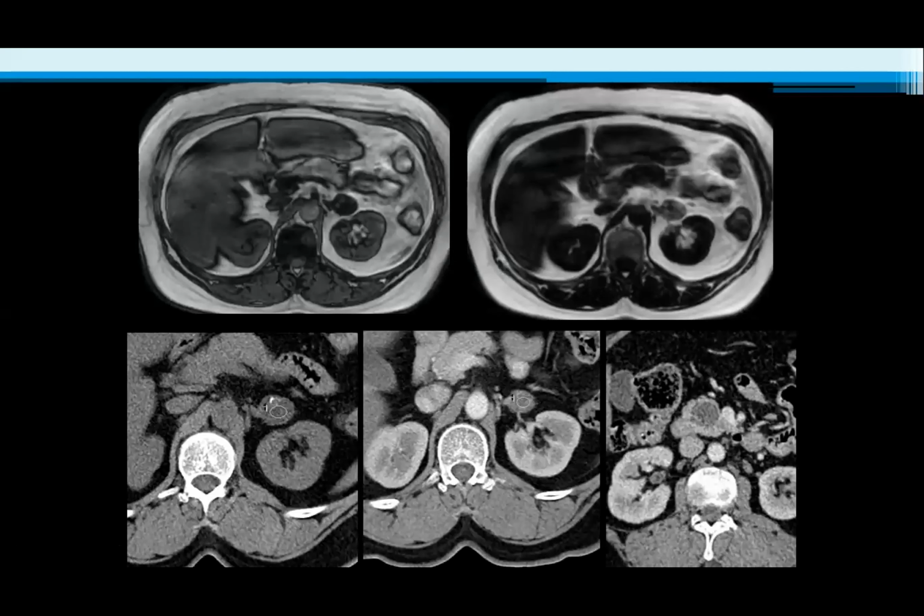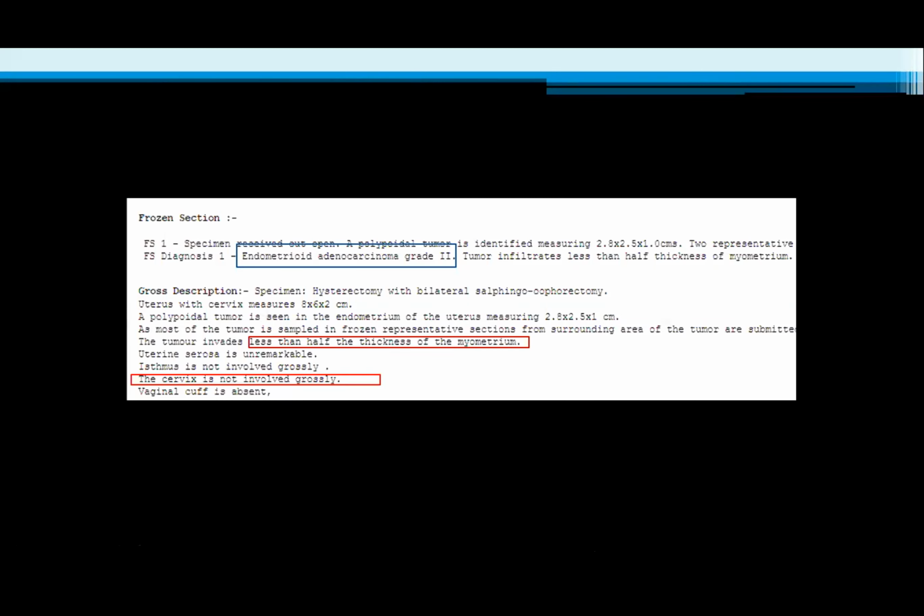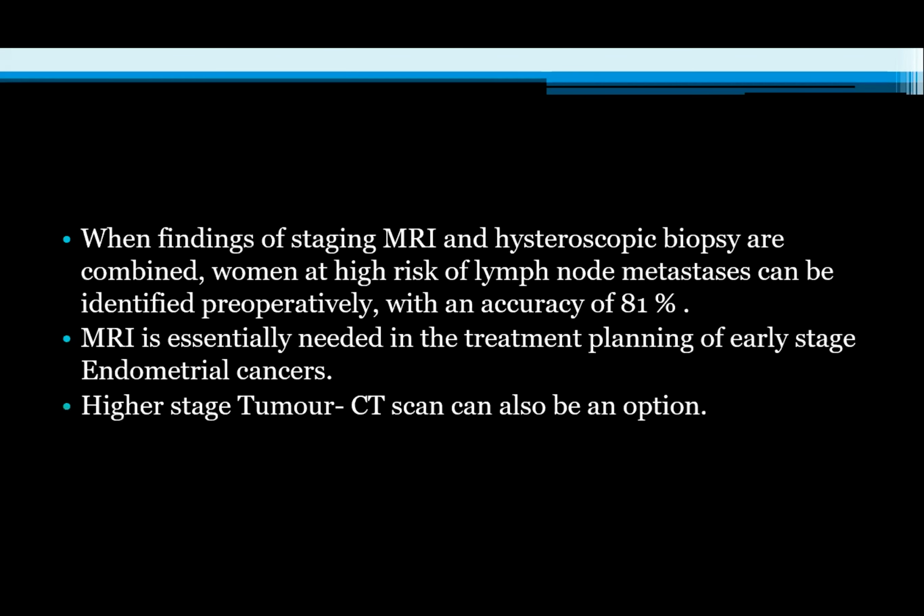Incidentally, in the screening of the abdomen, we found a lesion in the left adrenal. We did an adrenal protocol MRI with adrenal protocol CT, and this lesion turned out to be an adenoma. So this is the histopathological report of this patient, clearly showing that less than half the thickness of myometrial invasion is there, and the cervix is not involved. So this becomes FIGO stage 1A.